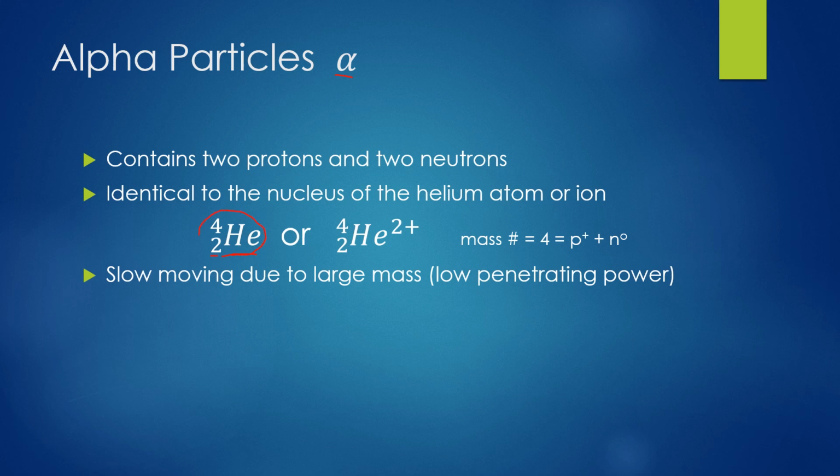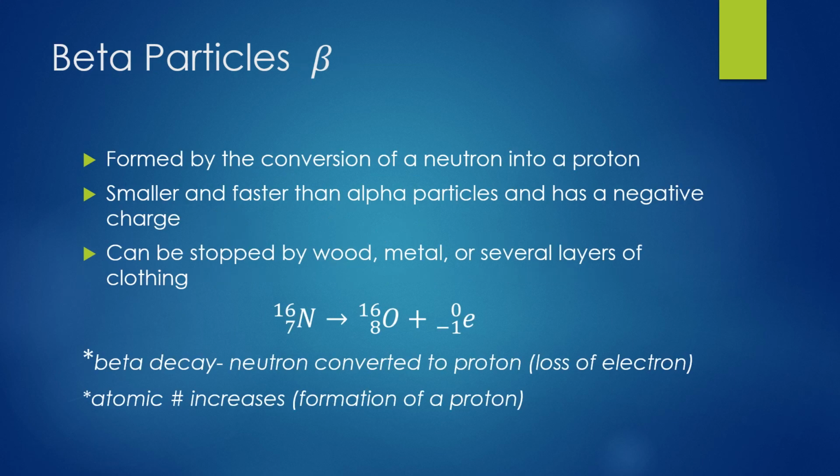You will sometimes see it neutral, and you will sometimes see it with a +2 charge. These particles are very slow moving due to their large mass. So when we look at the other types of radiation, the masses are going to be much smaller than 4. So this is actually quite a large mass for radioactive particles. So since they're so large, they have a low penetrating power.